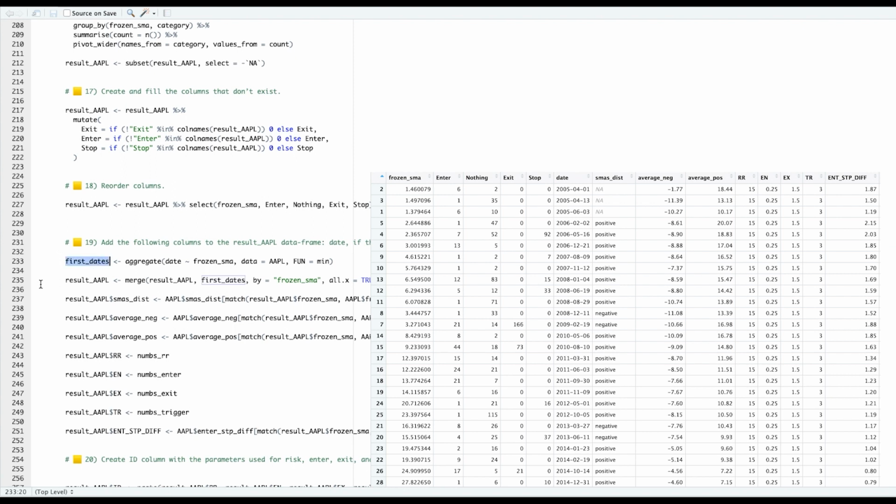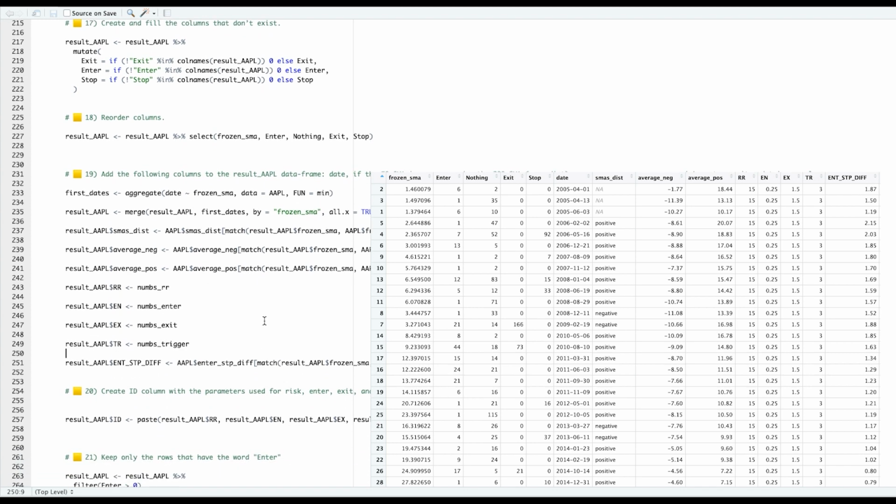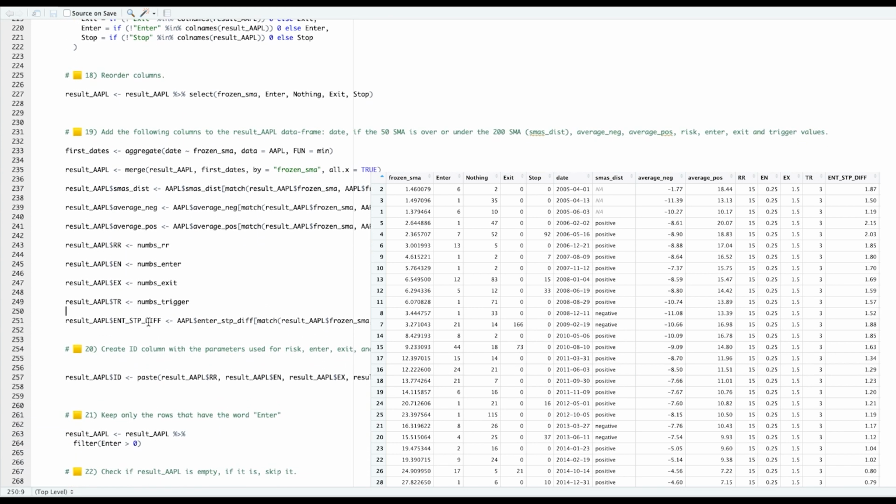These include the date, the average value used for calculating the levels, and the variables used, which will also act as identifiers, because without knowing which variables were used, the analysis makes no sense. I also included a column indicating whether the 50 SMA was over or under the 200 SMA at the start of each series. And lastly, a column that shows the average distance between the enter and the stop.